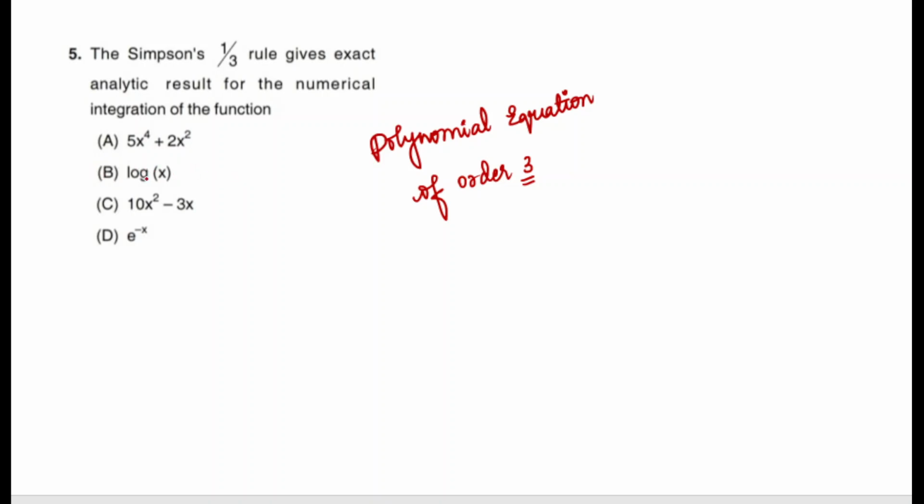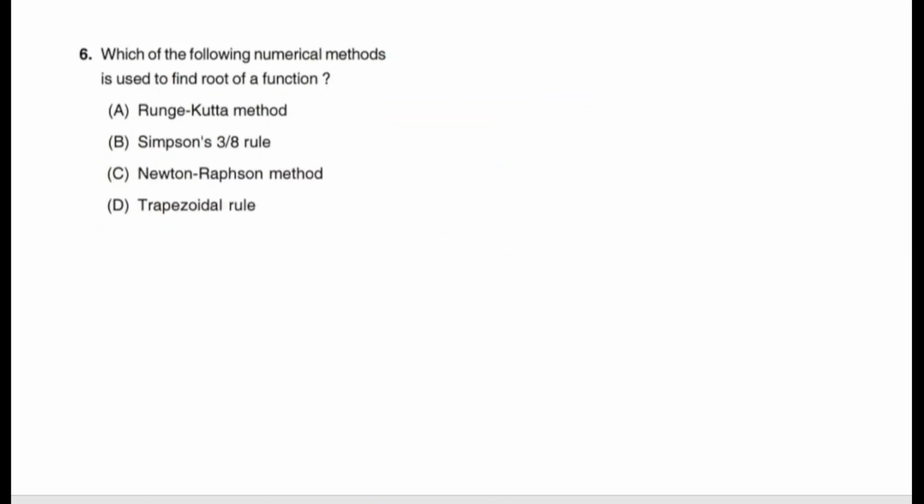This is a log of x. No, it is not a polynomial equation. E to the power of x is not a polynomial equation. Here we have x to the power of 4. This is also a wrong option. The right option is 10x square minus 3x. That is the right option. Okay, so I hope everyone is clear. That is the exact analytical result for any polynomial of degree up to 3 or degree less than 3. Yes, let us proceed to the next question.